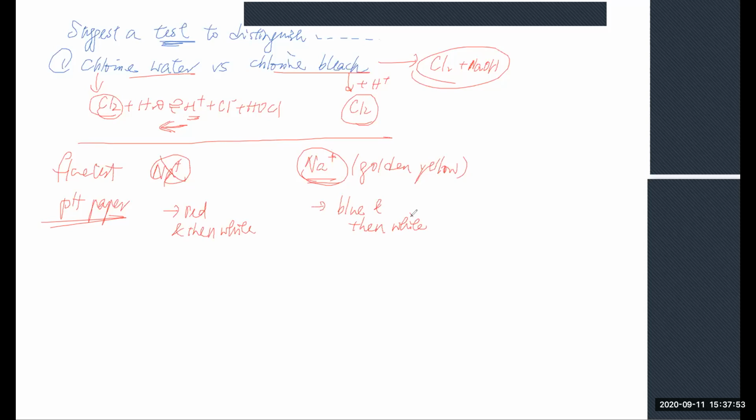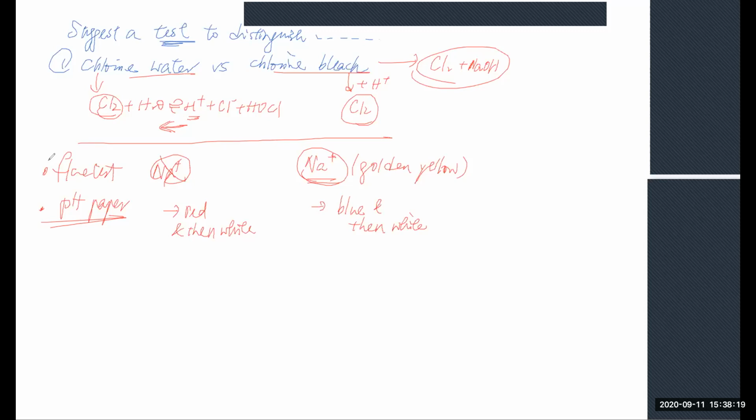Okay? So if you want to distinguish the chemical from one of the other, there are so many possible answers. But remember, try to use something which is more convenient, in which you need not wait for long. Okay, such that you may find.